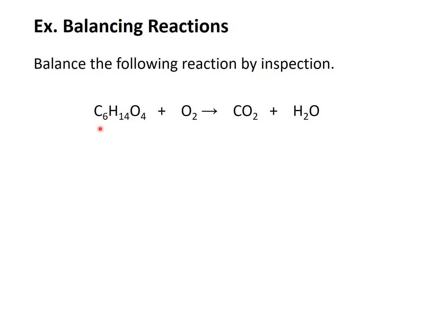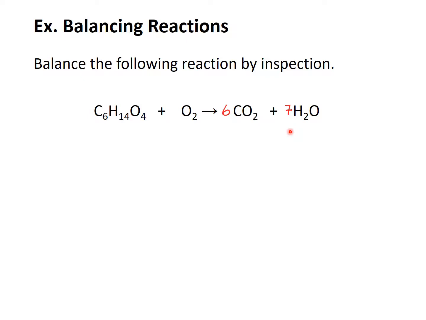On the left we have 6 carbons, on the right we only have 1 carbon. So in order to balance the carbons, we'll place a 6 in front of the CO2, giving us 6 carbons on the left and 6 carbons on the right. Next we'll look at hydrogen, because again it is only present in one compound on the left, our carbohydrate, and only present in water on the right. We have 14 hydrogens on the left, and we have 2 hydrogens on the right. So in order to balance the hydrogens, we put a 7 in front of the waters, giving us 14 hydrogens on the left and 14 hydrogens on the right.